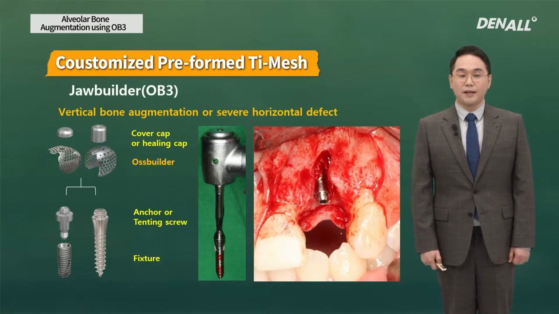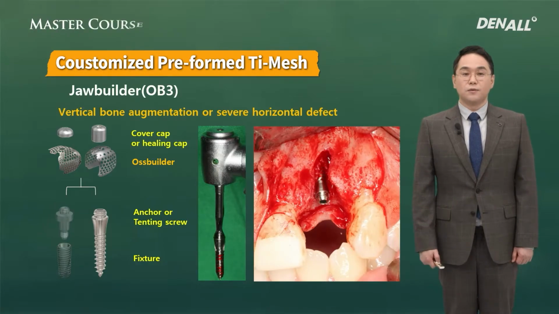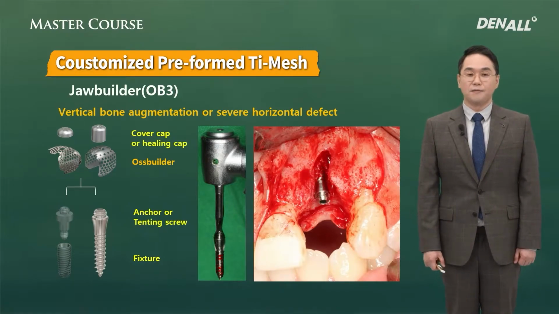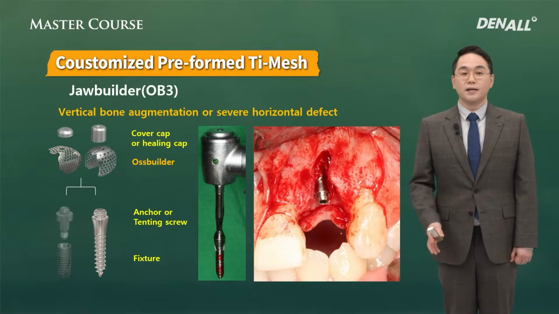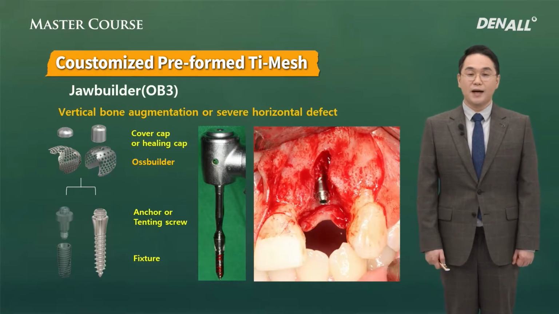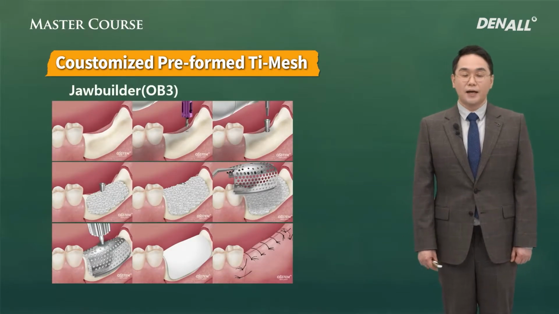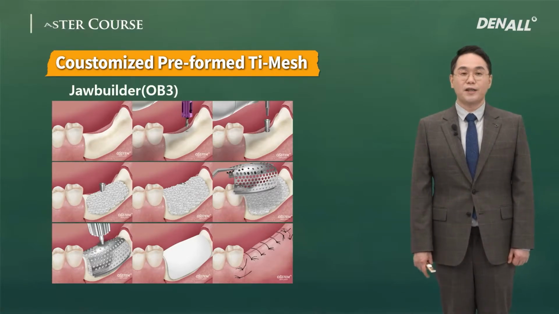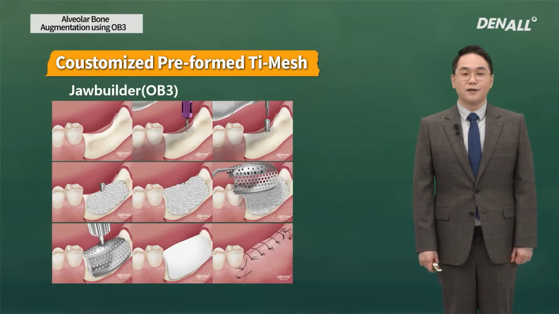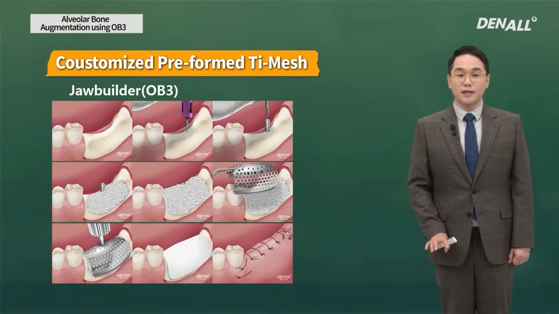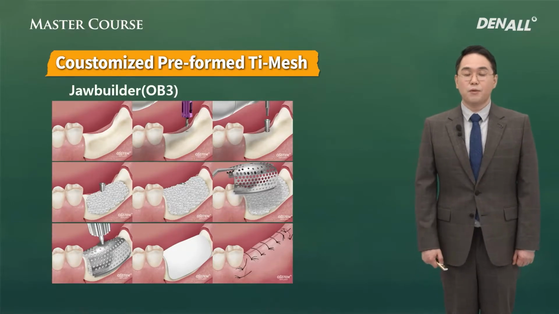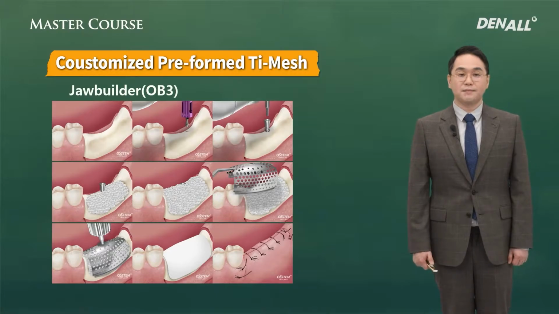So when implants cannot be placed, tenting screws for Builder should be connected and the bone graft is done and Jawbuilder can be used on top of it. To connect the Builder or Jawbuilder to the tenting screws, cover cap or healing cap are used, just like the Builder connection. So when implant cannot be placed, you need to drill a hole so that tenting screws can go in. After that, bone grafting is done. Based on the tenting screws, the Jawbuilder would be connected. Let's look at a case how it is used clinically.